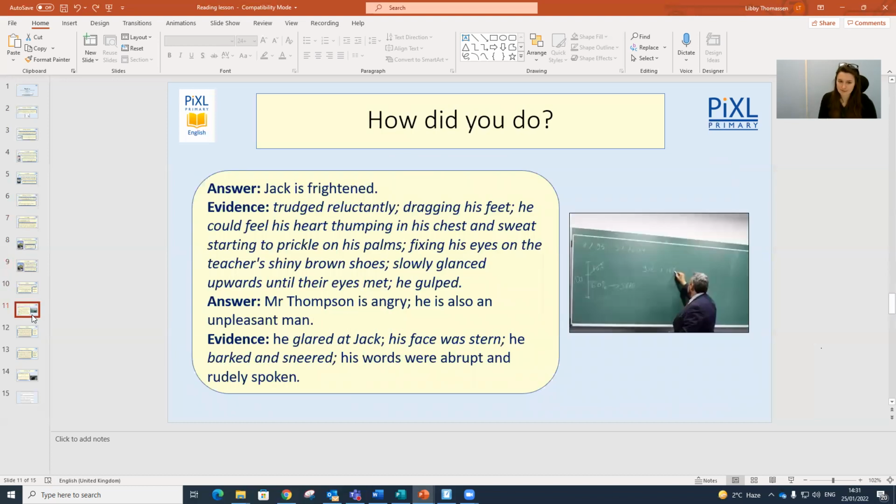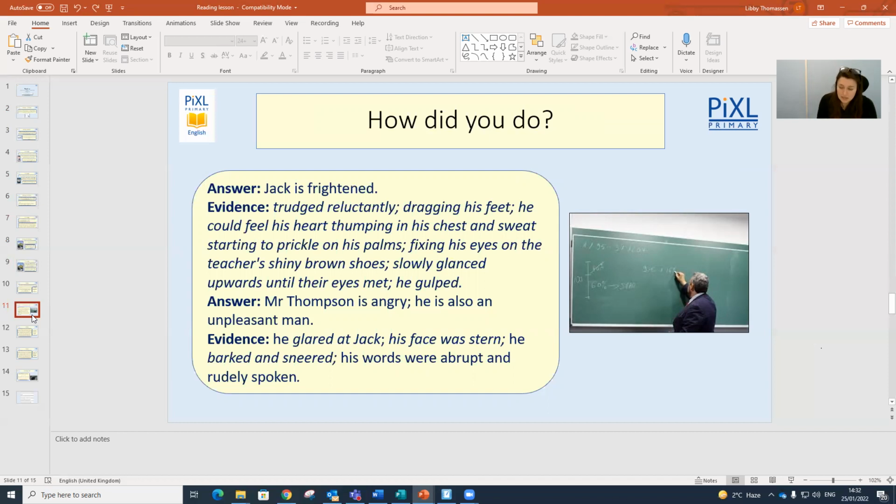Okay, hopefully you got some of this evidence. So Jack was feeling tired. You could have had any of these things as evidence. The fact he trudged reluctantly, he was dragging his feet, his heart was thumping in his chest and sweat was starting to prickle on his palms. He had to fix his eyes on the teacher's shoes and glance upwards, and he gulped. All of that showed that he was frightened or scared. So the dialogue and the action there helped us.